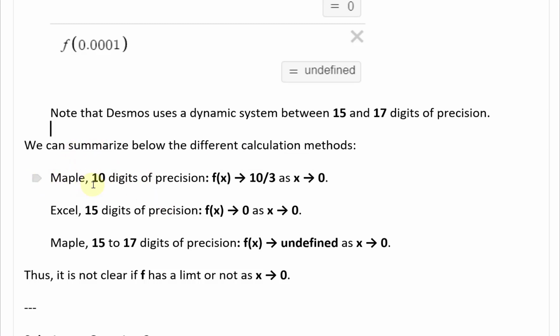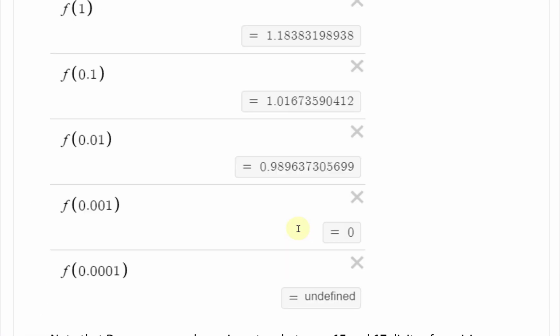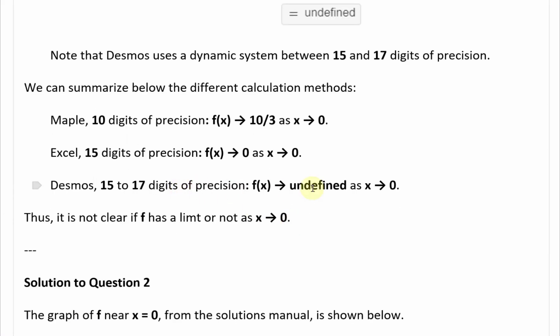For Maple, which has 10 digits of precision, f(x) goes to 10 over 3 as x approaches 0. For Excel, with 15 digits of precision, f(x) goes to 0 as x approaches 0. And for Desmos, with 15 to 17 digits of precision, f(x) goes to undefined as x approaches 0. So we got a bunch of different limits, and thus it is not clear if f has a limit or not as x approaches 0.